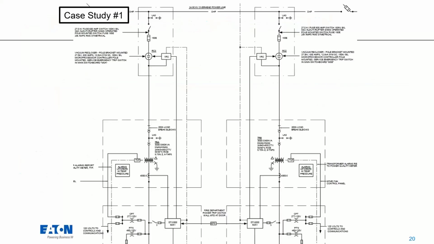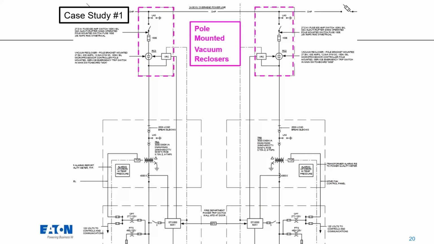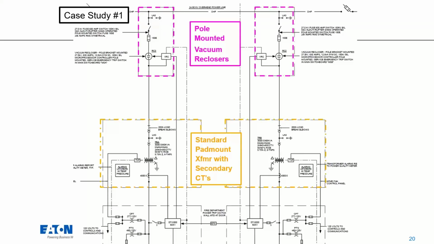All right, so then taking a glance at this single line diagram for this case study, the primary protection normally is a pole-mounted vacuum recloser followed by the standard pad-mounted transformer. And in this case, it had secondary CTs mounted on the bushings. And that's feeding a downstream transfer switch with 50/51 relaying. In this case it was a DT3000.